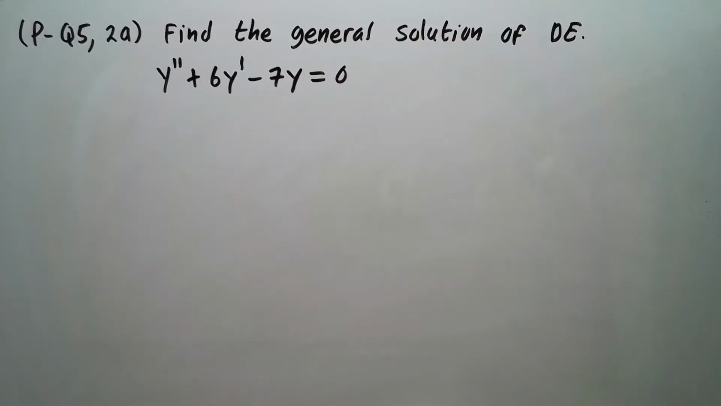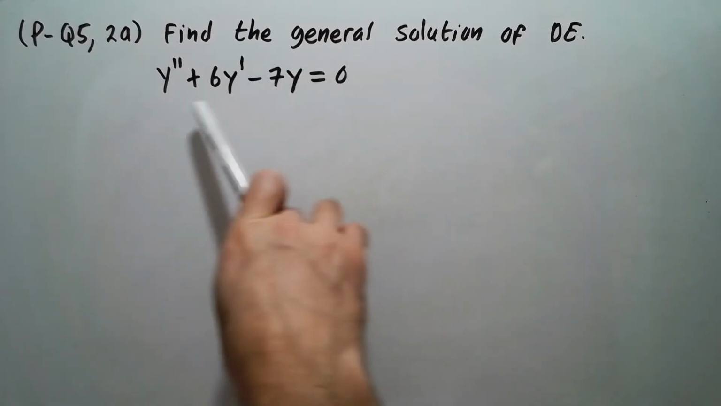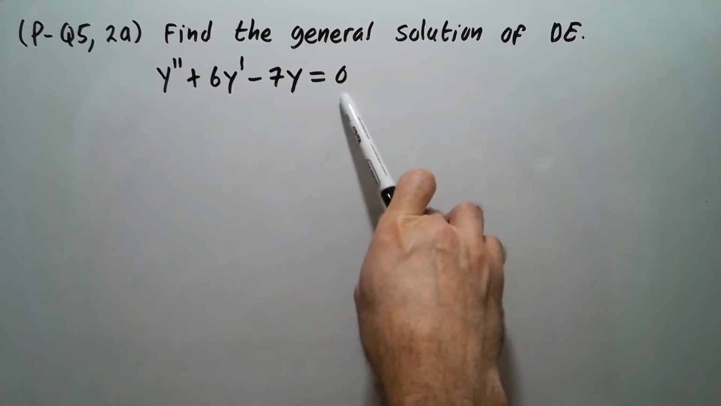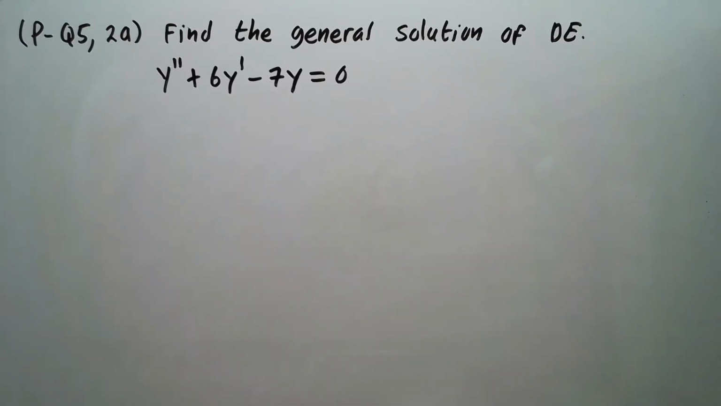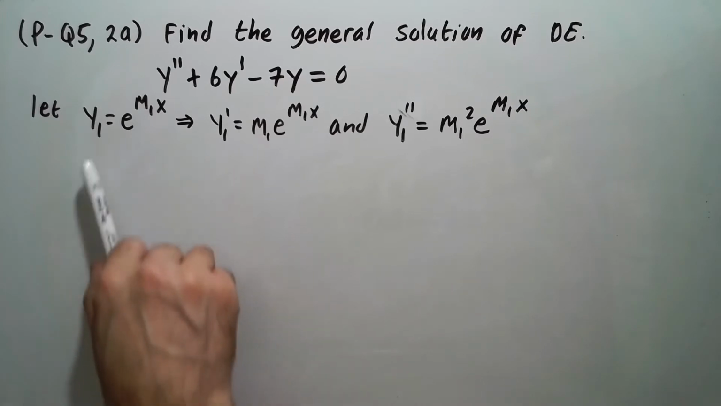Okay, so let's do practice quiz 5, number 2a. It says find the general solution of the differential equation, and we're given y double prime plus 6y prime minus 7y equals 0. So we're going to use theorem 8 to solve this. Okay, so we know our solution is going to look like this.